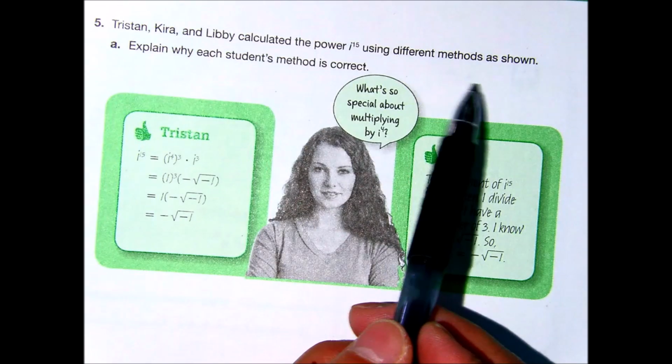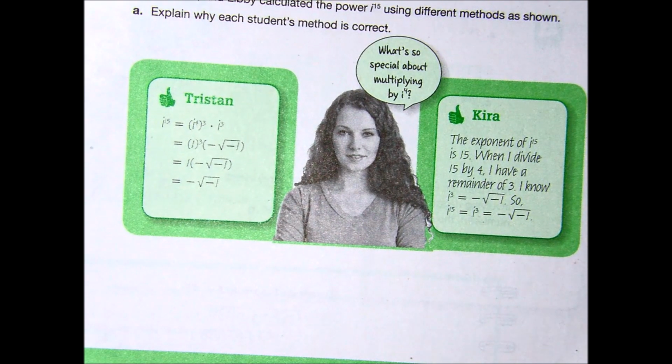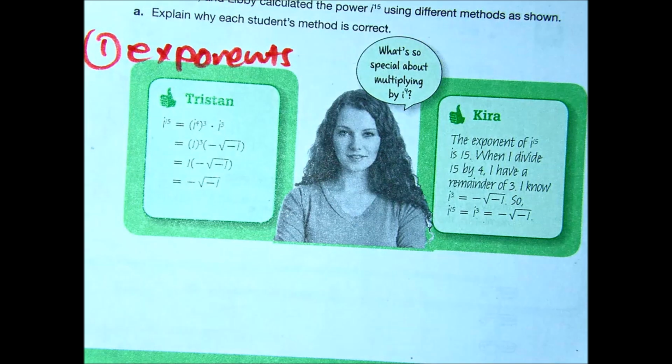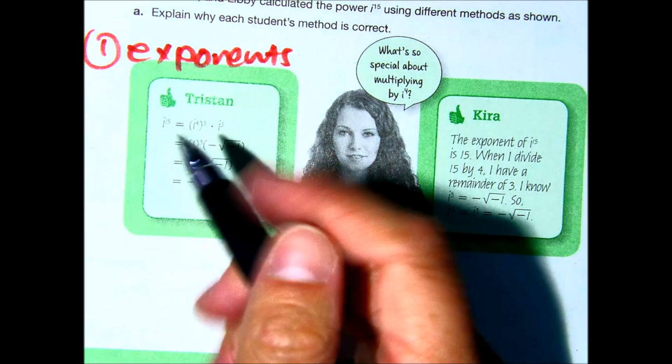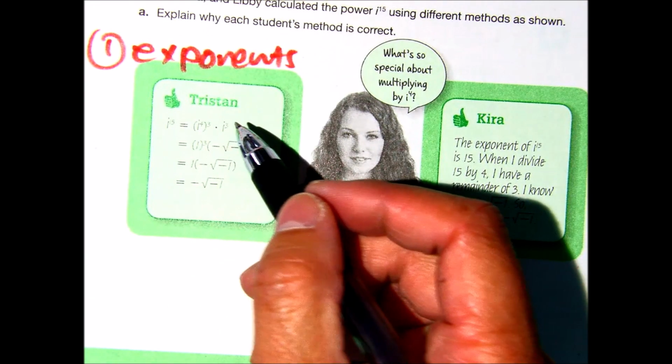Alright, so this one they call exponents. Tristan was using exponents. Can't see that? Now you can. Here Tristan is using the law of exponents. They call this the power rule. What is the power rule of exponents?